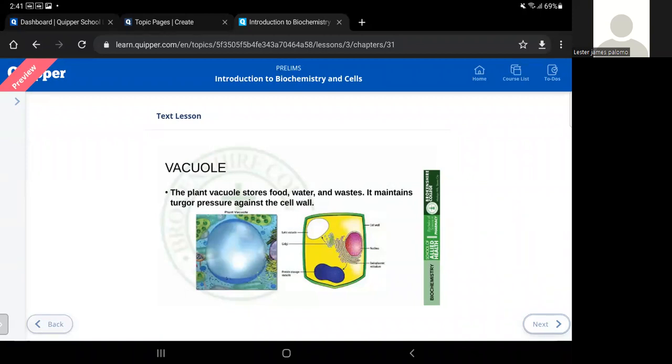Because one of that one is the water or the moisture that moves inside the cell, particularly towards the vacuole, nagsistore yung water, kaya siya nag-o-open. Okay? So that is for vacuoles.